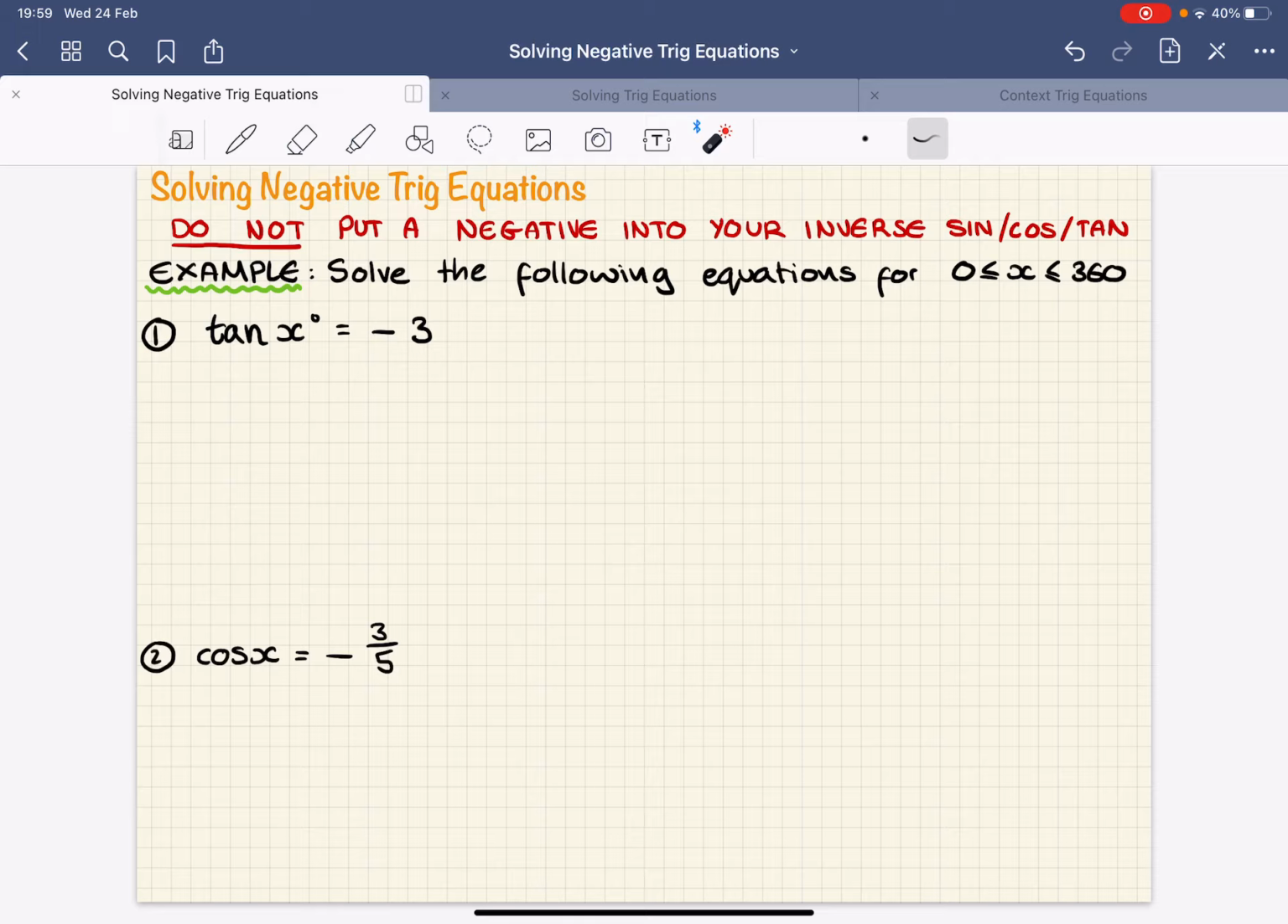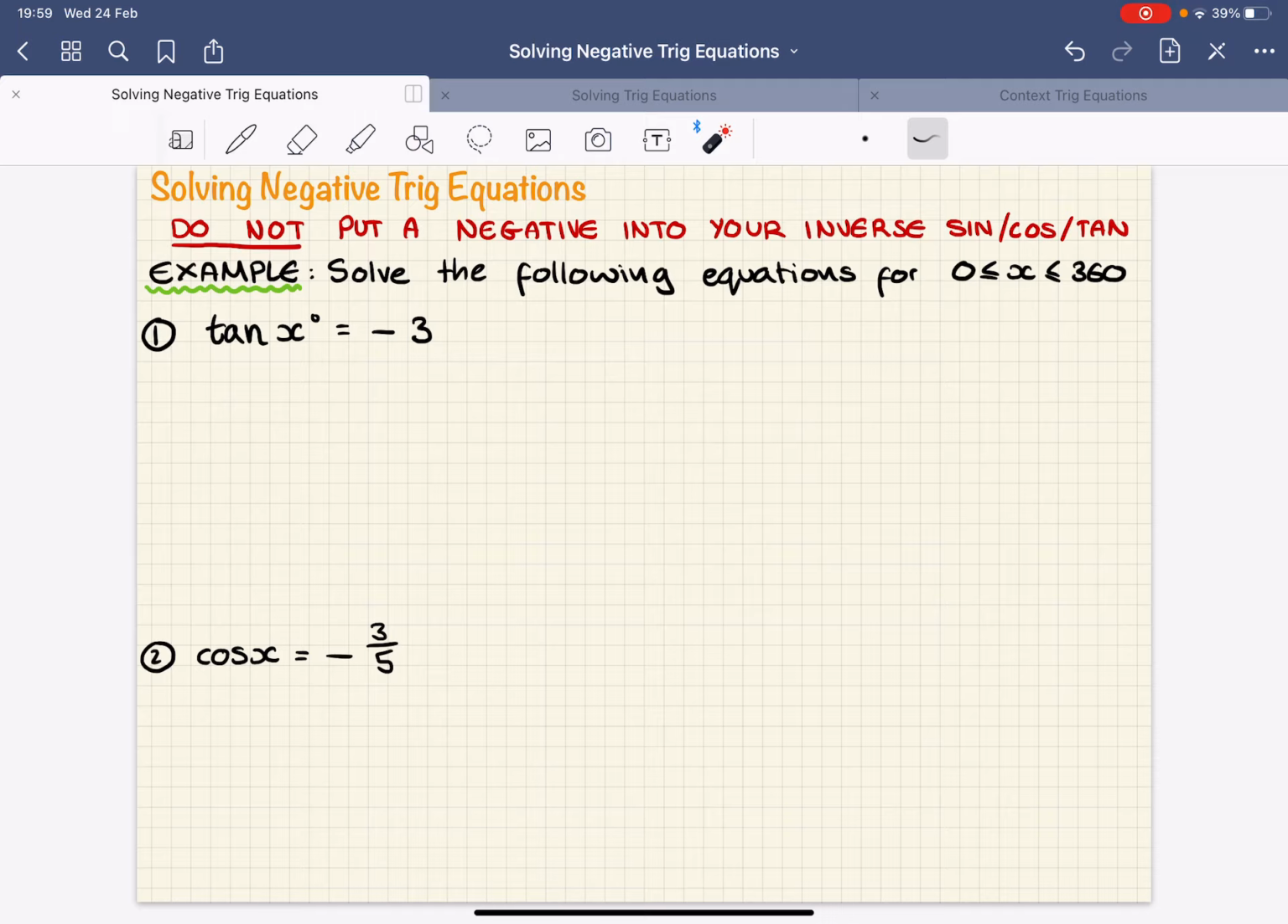Alright, so next video of solving trig equations, this time looking at our negative trig equations. Now, do not put a negative into your inverse sine, cosine, or tangent. While it will get you one of your answers, it will make life so much more difficult for finding out what the second answer is. So it's really important that you do not put the negative into your inverse sine, cosine, or tangent. So I'll show you what you do instead.